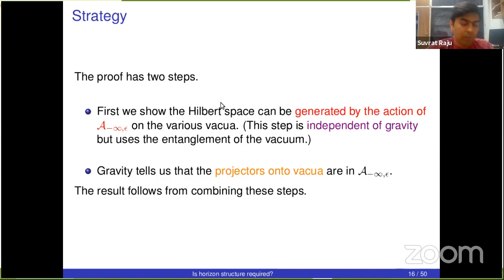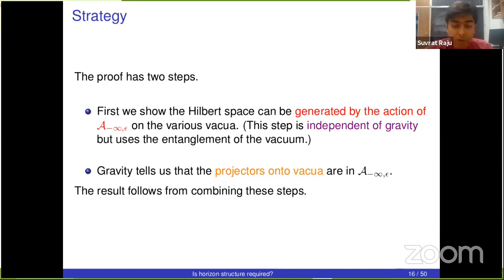The first step in the proof is that I'm going to show that the Hilbert space that I discussed previously can actually be generated by the action of operators from A minus infinity on the various vacua. Earlier I generated the Hilbert space by acting with news operators on all of null infinity. And I'm going to say, well, if you decided to act with operators just in that little region near its past boundary, you would get the same Hilbert space.